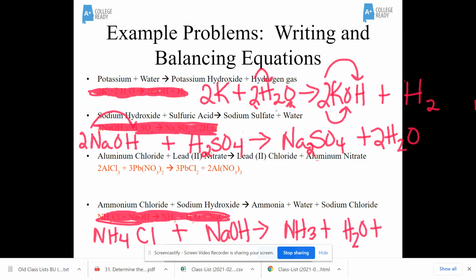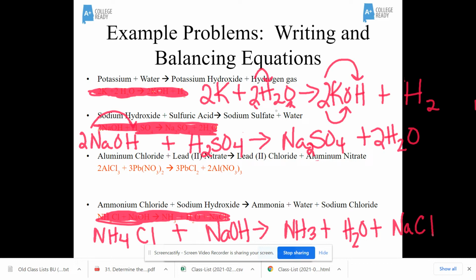Sodium chloride. Formula for sodium chloride: NaCl. Na is a plus 1 charge. Cl is a negative 1 charge. I just have 1 of each.